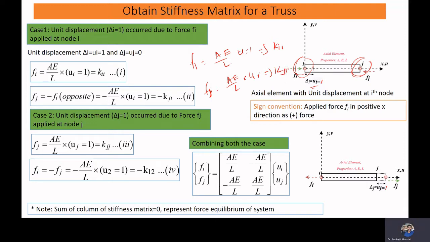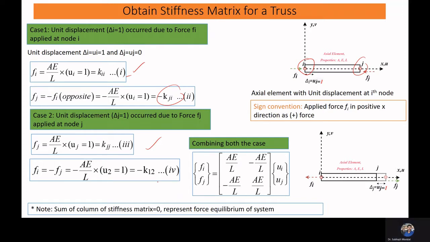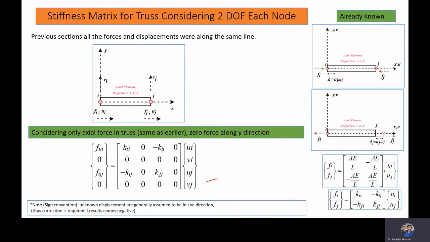Now here you can see, if we consider 1 degree of freedom at each node, in that case we can write the stiffness in this form: Kii, Kij, Kji and Kjj. So we can obtain Kii, Kji, Kjj and Kij, and you can write them in this form as a 2 by 2 matrix. Now if you consider 2 degrees of freedom at each node, in that case the same equations we can write in a 4 by 4 matrix.